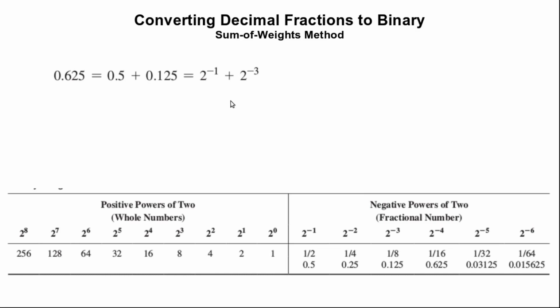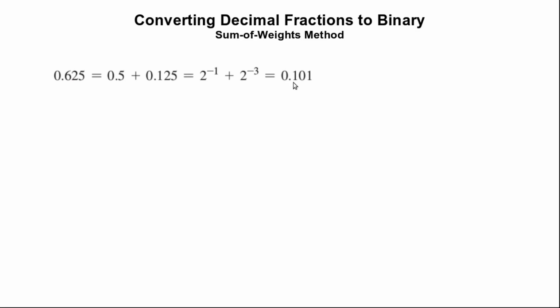And now, if you remember, just after the decimal point, the weight of the bit position is 2 to the power minus 1. The next will be 2 to the power minus 2. The next bit will be 2 to the power minus 3, and so on. Since 2 to the power minus 1 is present here, it will be 0.1, then 2 to the power minus 2 is not present, so it will be 0. So 0.10, and here 2 to the power minus 3 is present, so it will be 0.101. So 0.101 is the answer.